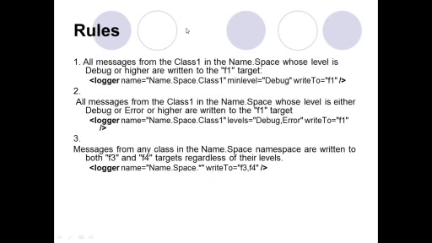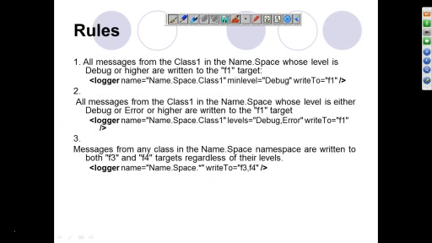So these are the different rules defined in the configuration file. You can see the first is namespace.class1. So if some message or some error is from class 1 and the minimum level is debug or above, it will be written to the target F1.